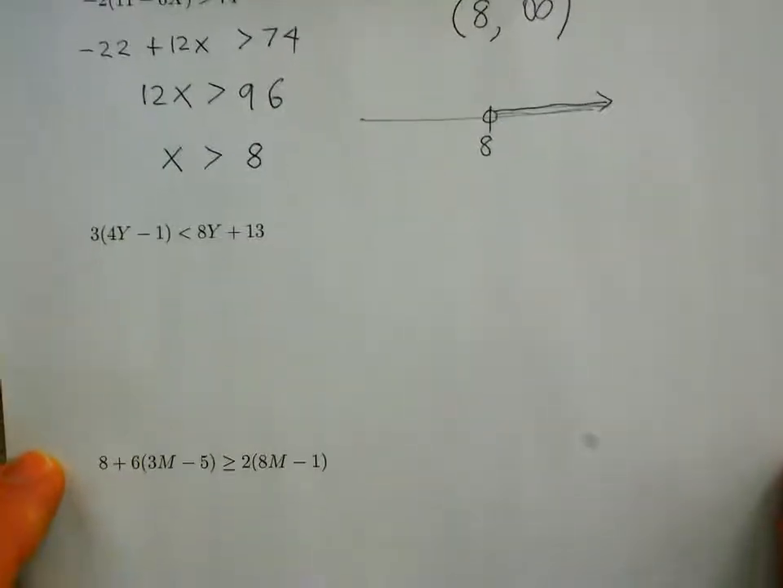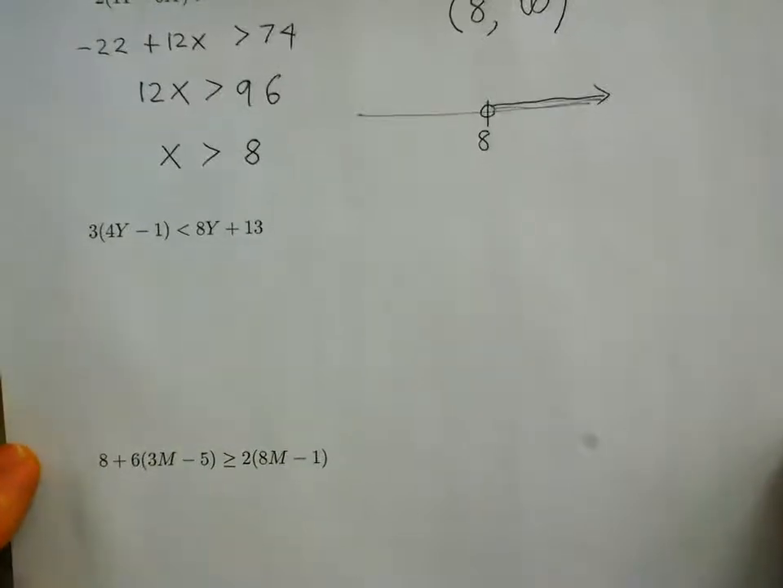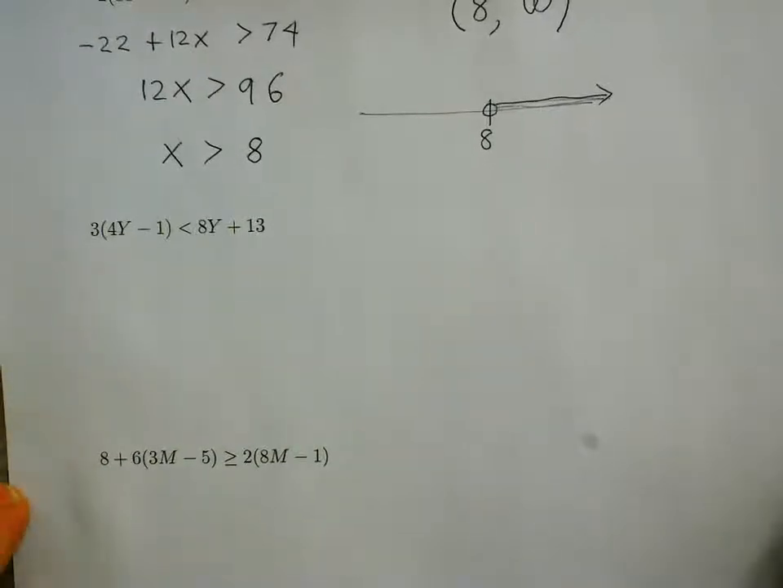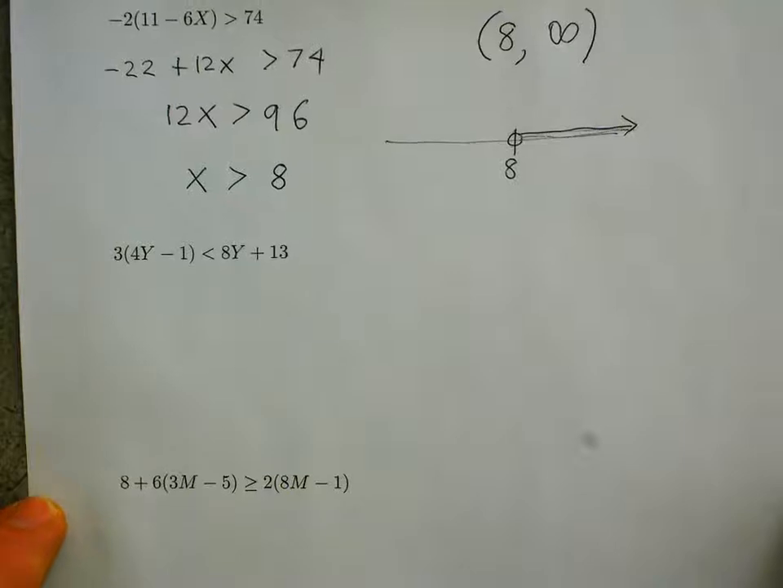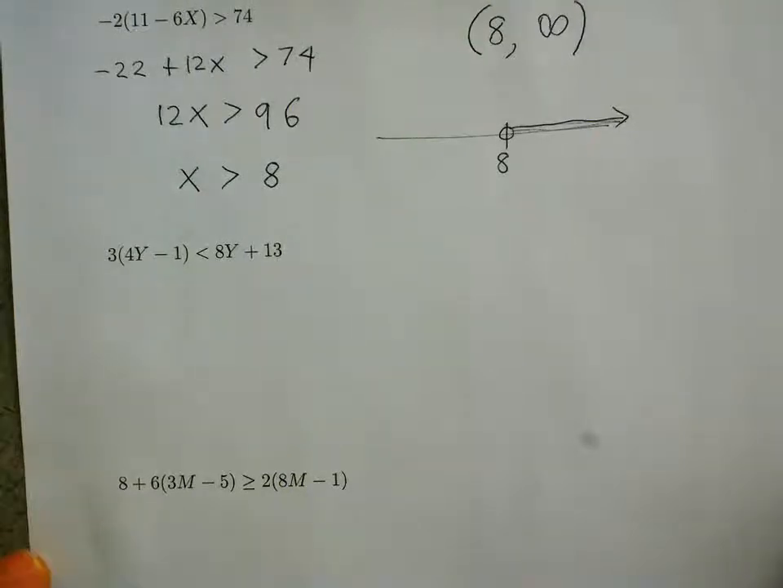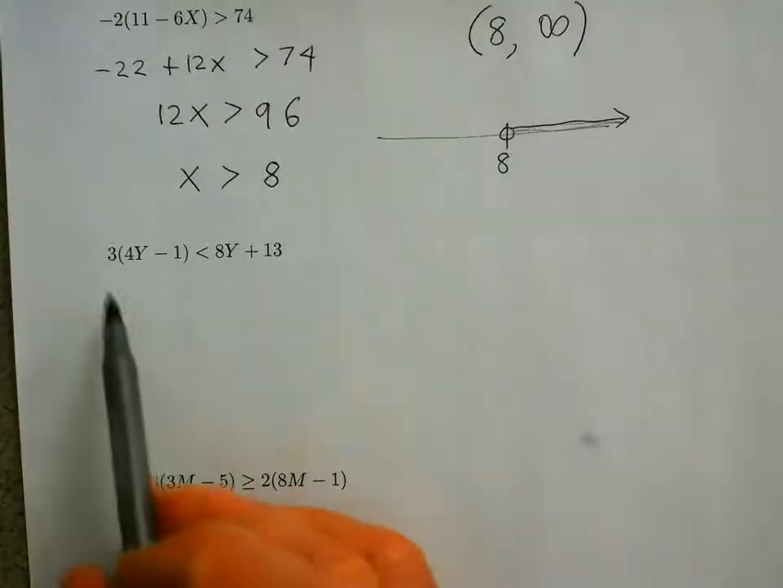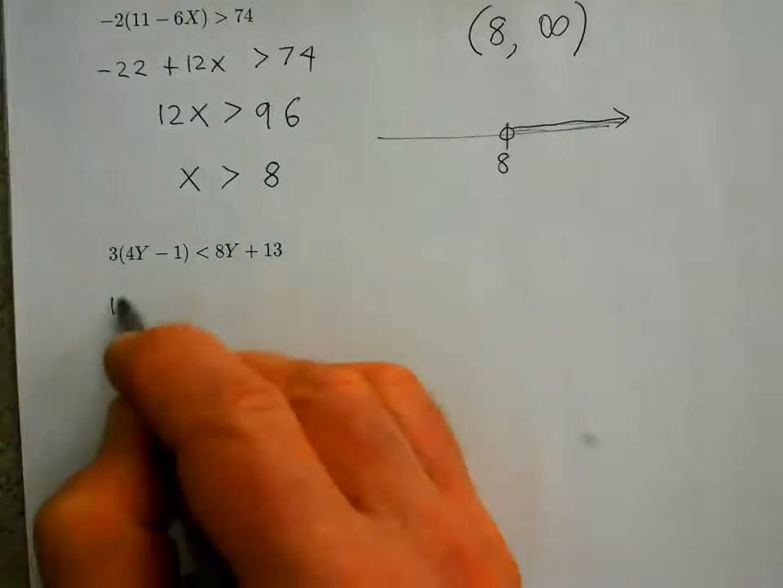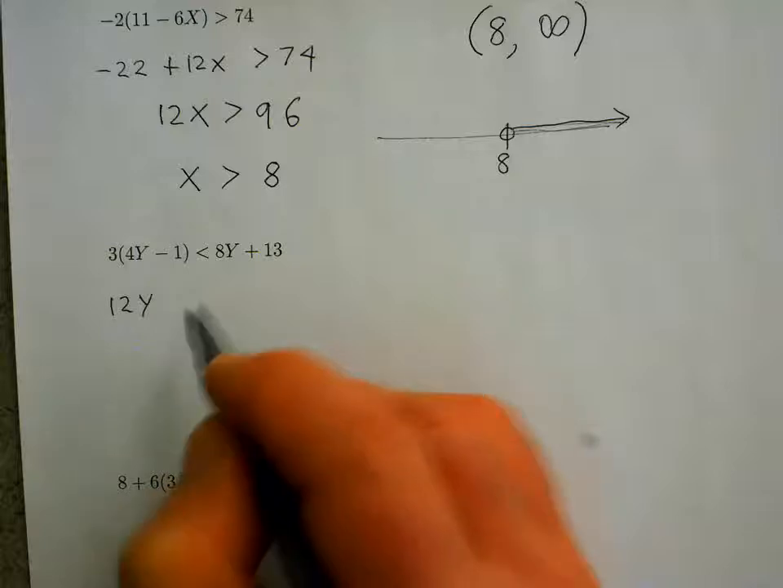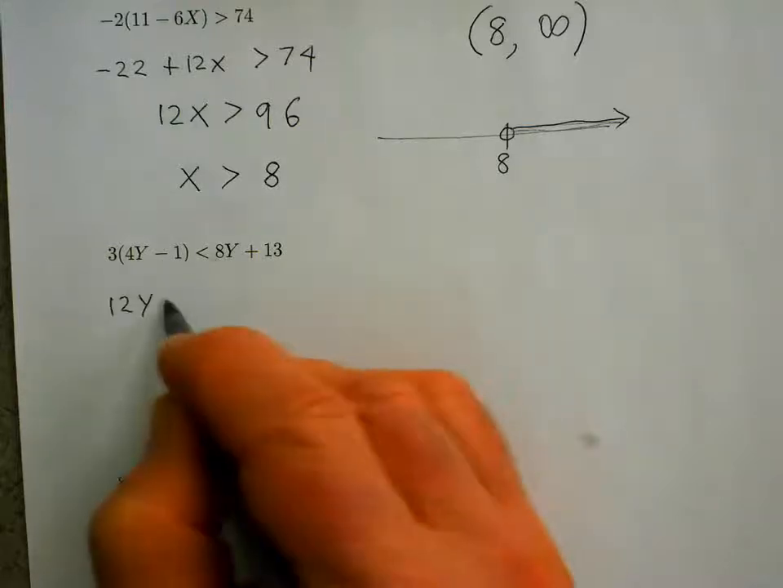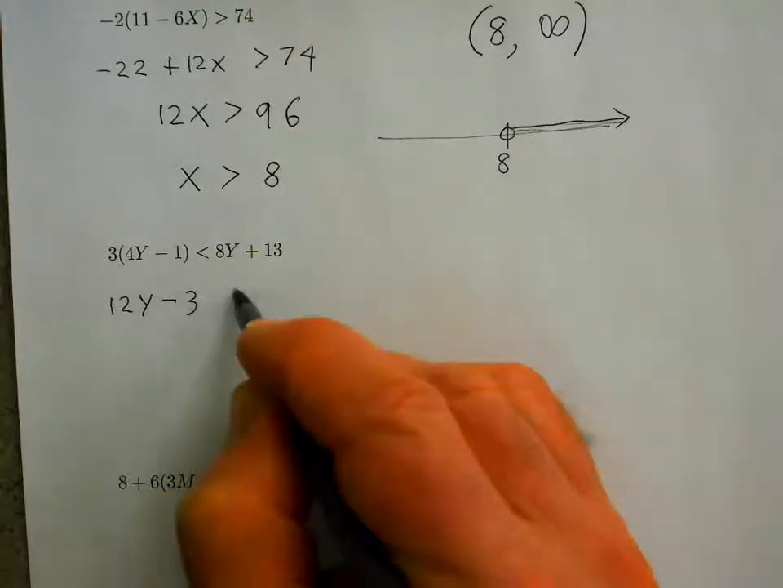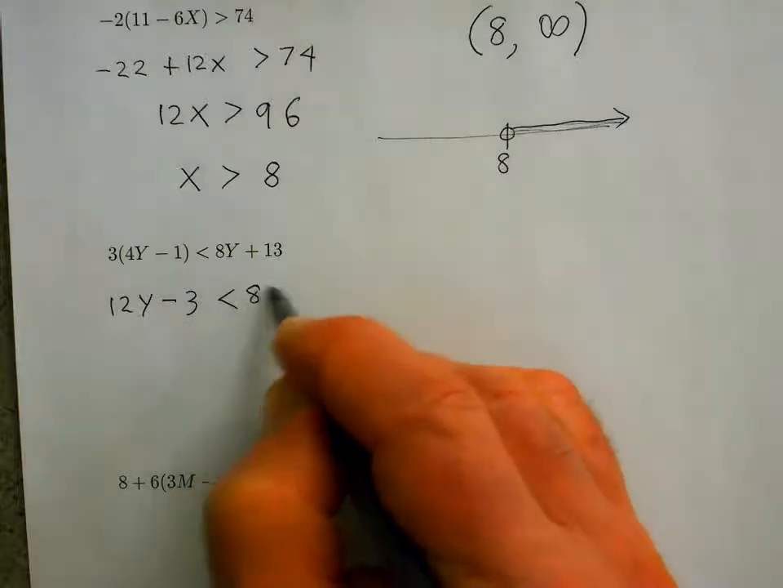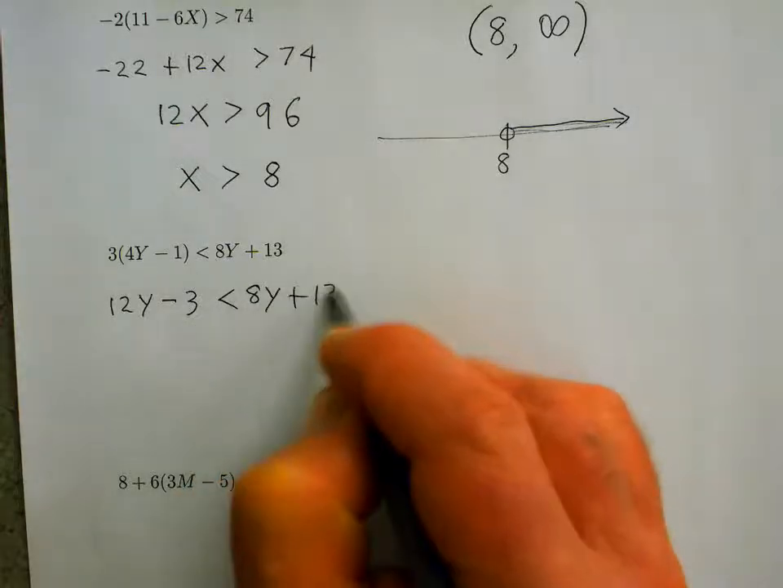Okay, in the next example, on the left-hand side, we'll apply the distributive property of multiplication over subtraction. So first, 3 times 4y is 12y. And then minus 3 times 1, so minus 3. This is less than 8y plus 13.